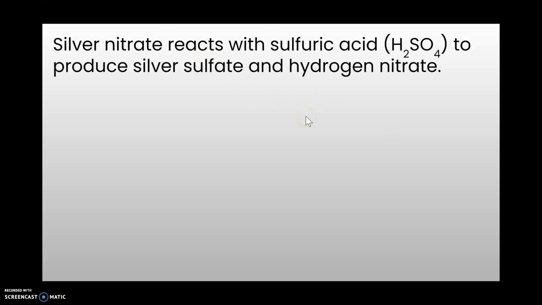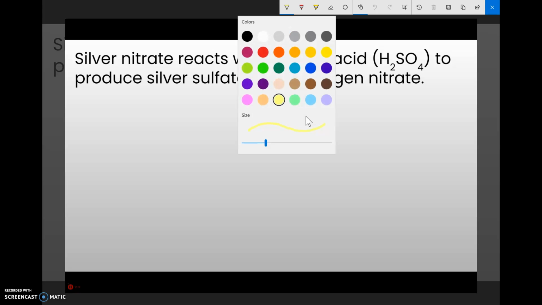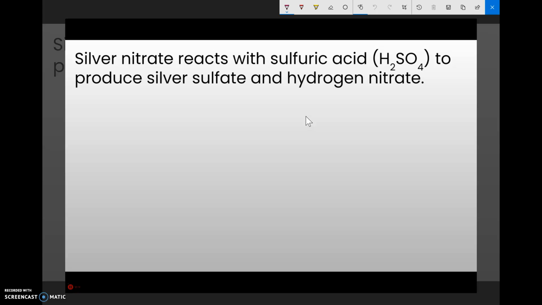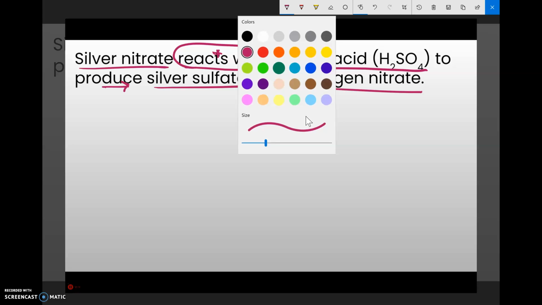Okay, let's do number 9. So number 9, let's go ahead and read through this. This one we have silver nitrate. Reacts with means, you've got it, a plus sign. Sulfuric acid. And notice that this is something we haven't talked about, so I'm giving you the formula right after the name. To produce means arrow. Then we have silver sulfate. And means plus sign, hydrogen nitrate. Okay, so let's go ahead and write this one out.